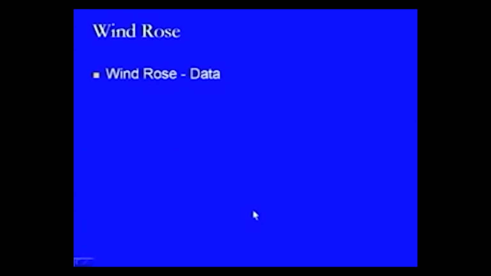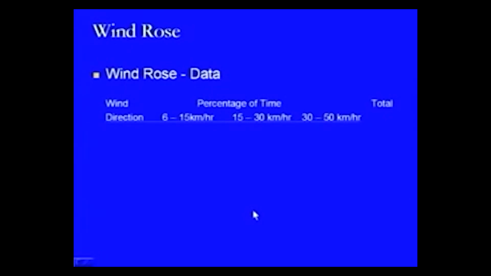We will look at what type of data we are taking for the windrose diagram. Just have a look at the data. Say we have the wind direction data, and the time period is provided in terms of the percentage of time for which the wind is moving with a velocity of 6 to 15 kilometers per hour. That is how we have segregated on the basis of the minimum and maximum value here, and the other category is 15 to 30 kilometers per hour, and the third category is 30 to 50 kilometers per hour.